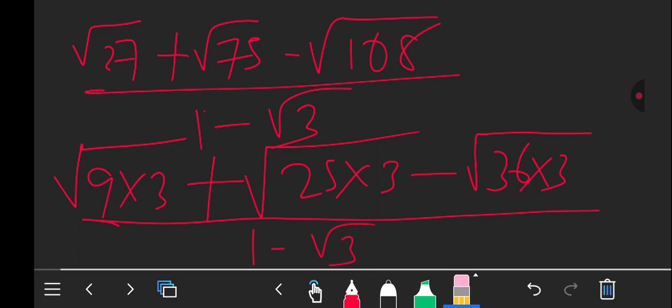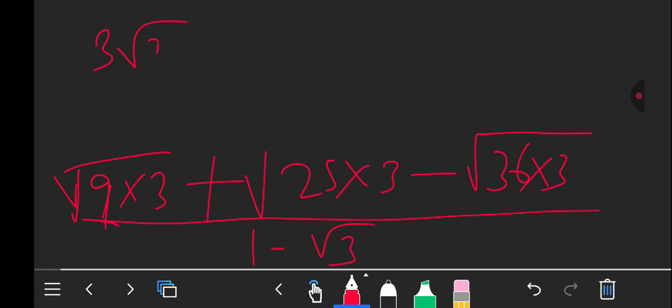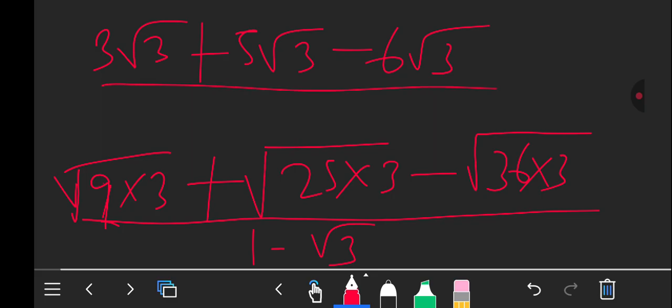Okay, let me wrap the top part here. So what are we going to have? Square root of 9, we know that is just 3, and we remain with square root of 3. Plus square root of 25, we know that is just 5, and we remain with square root of 3. Then square root of 36, we know that is just 6, and we remain with square root of 3. Then over 1 minus square root of 3.